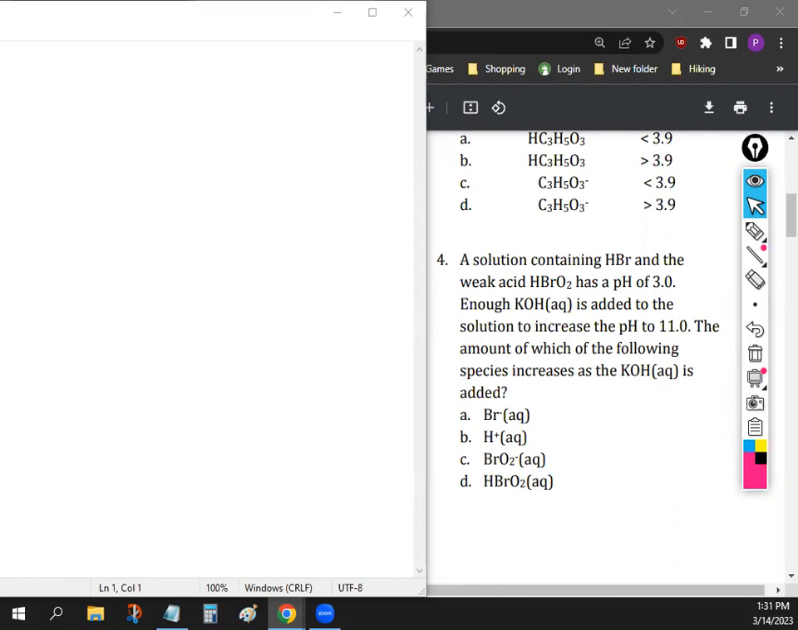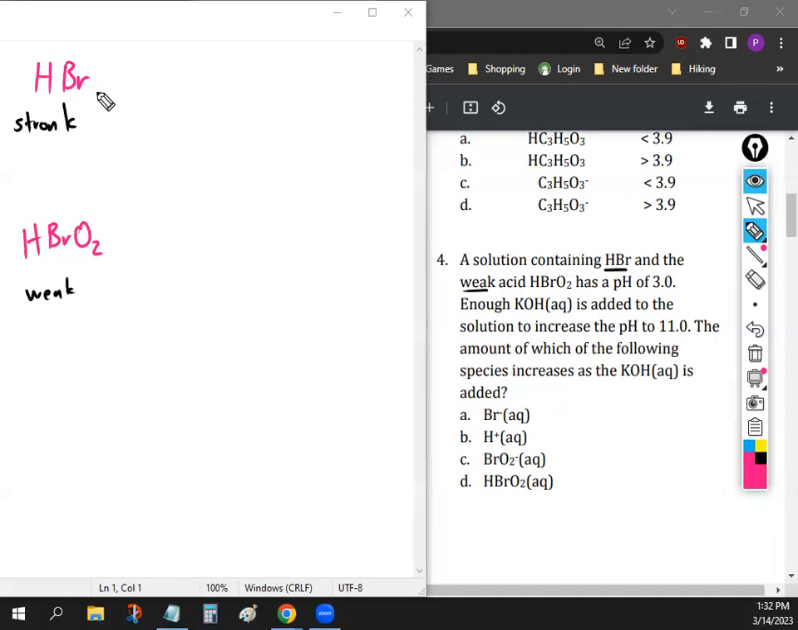Okay, so this problem, guys, let's go over it. We've got a solution that contains HBr. What type of acid is HBr? Yeah, it's strong. And then we have HBrO2, and they actually try to help you in this problem by saying that this one is weak. And then they don't say anything about HBr, so you can already see they're trying to tell me one's weak, one is strong, right?